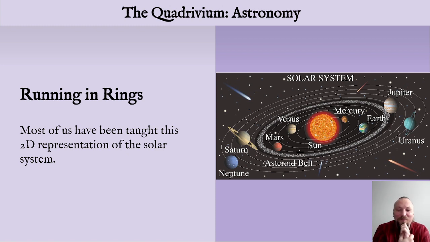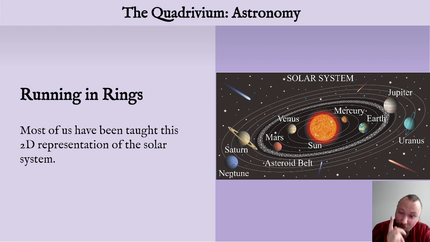So another point from the Little Book of Coincidence that I'd like to say before I finish this talk is about our solar system. Most of us have been taught at school this representation of the solar system, which is a two-dimensional representation. We have rings going around the sun, and then we have the different planets showing the locations of things relative to the sun. And that's fine.